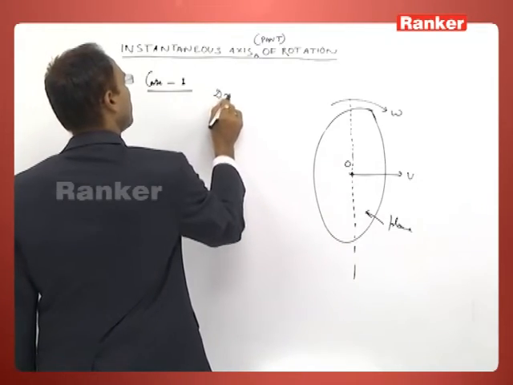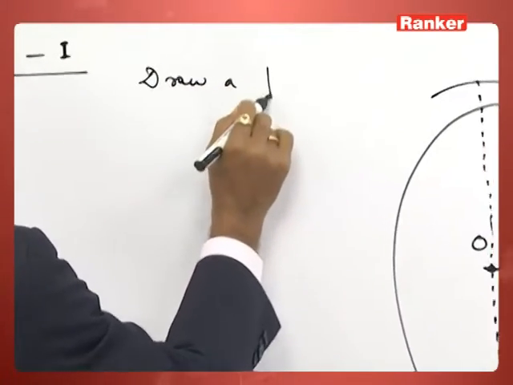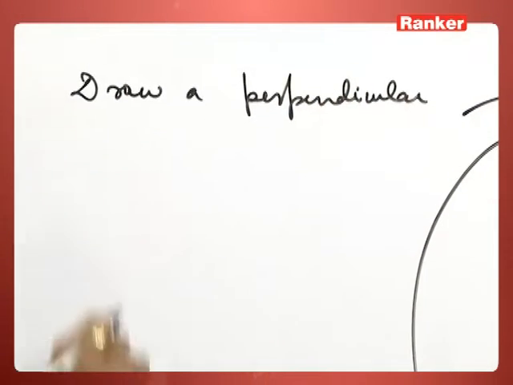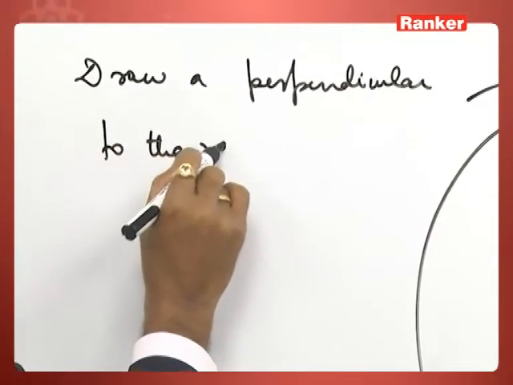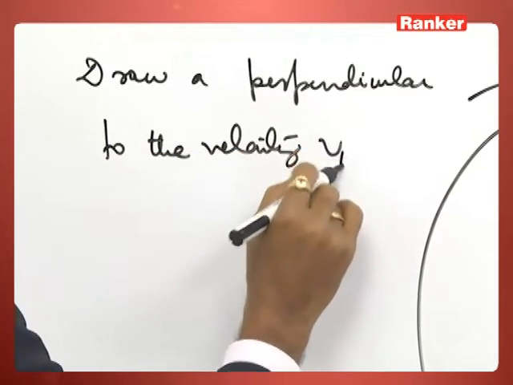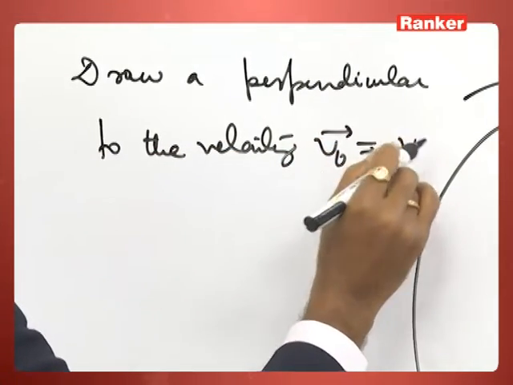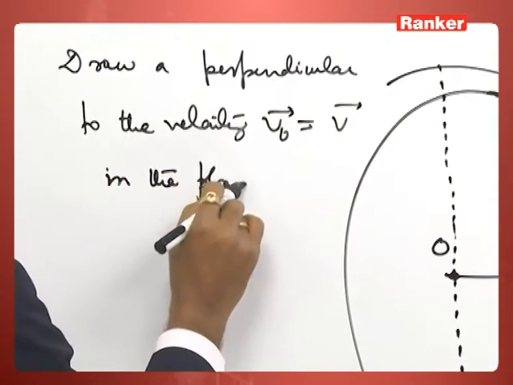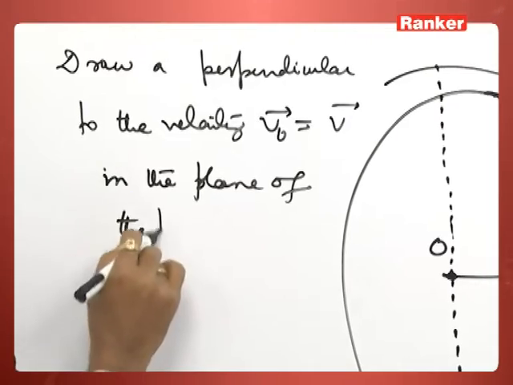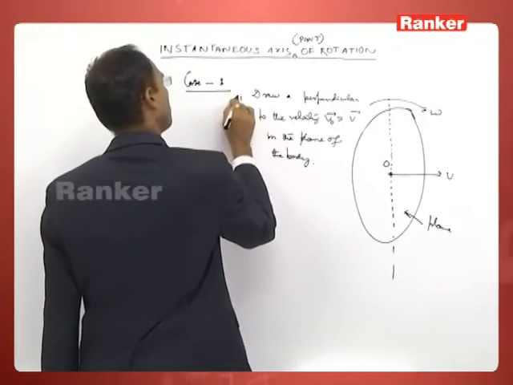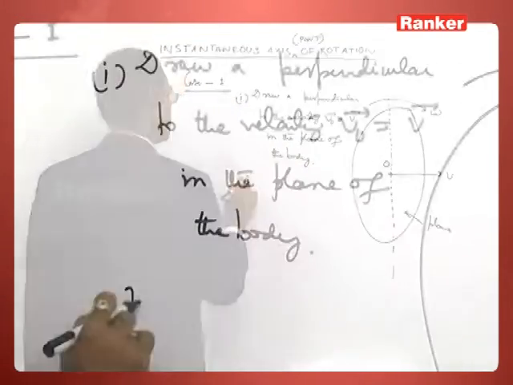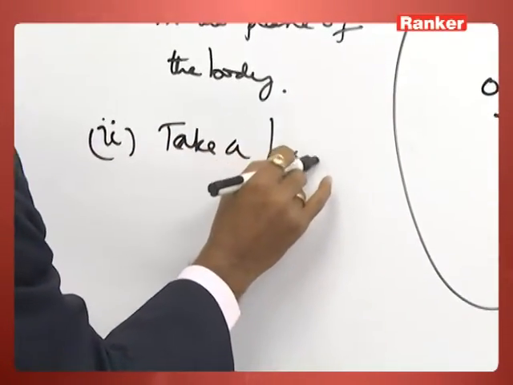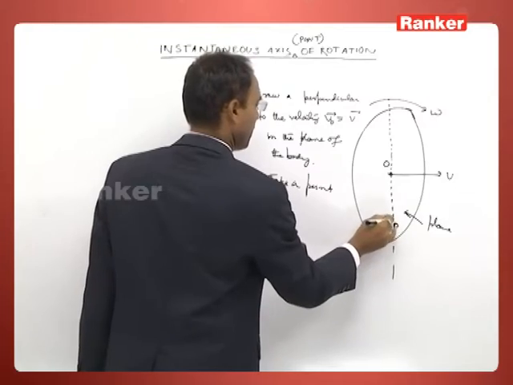First, draw a perpendicular to the velocity vector in the plane of the body. Then take a point P, maybe inside or outside.